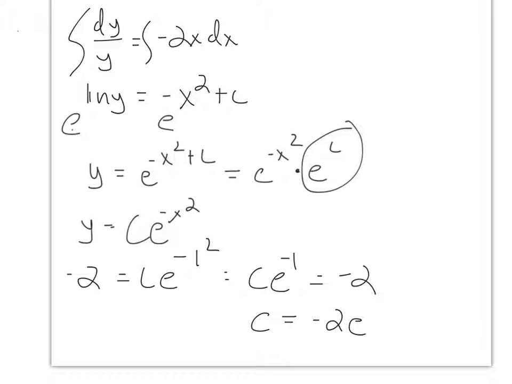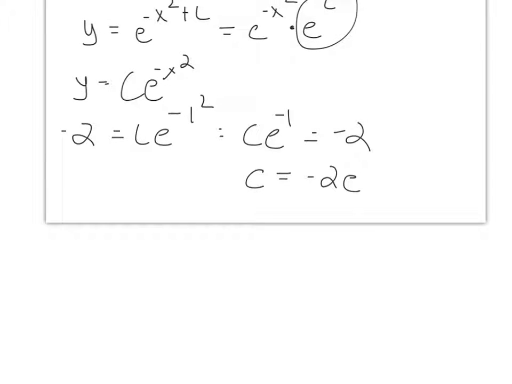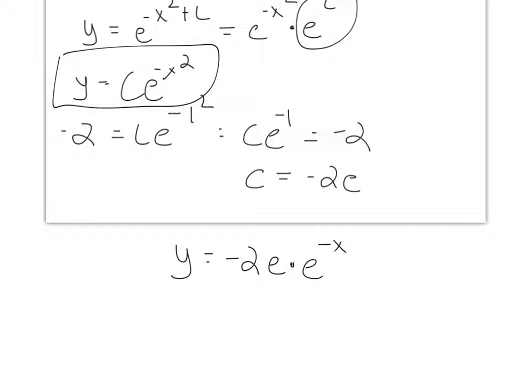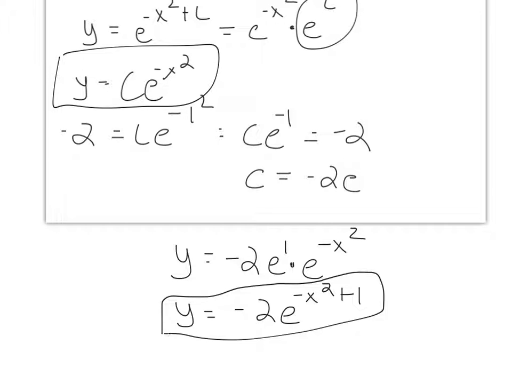And so then, coming way back up here, y equals negative 2e times e to the negative x squared. But we can do a little bit better than that, because this is really e to the first times e to the negative x squared. So my final solution I can write as y equals negative 2e to the negative x squared plus 1. And we'll see some things with exponents like that. This is just more because of the constant being e. There's a slight difference in how we write our final solution.